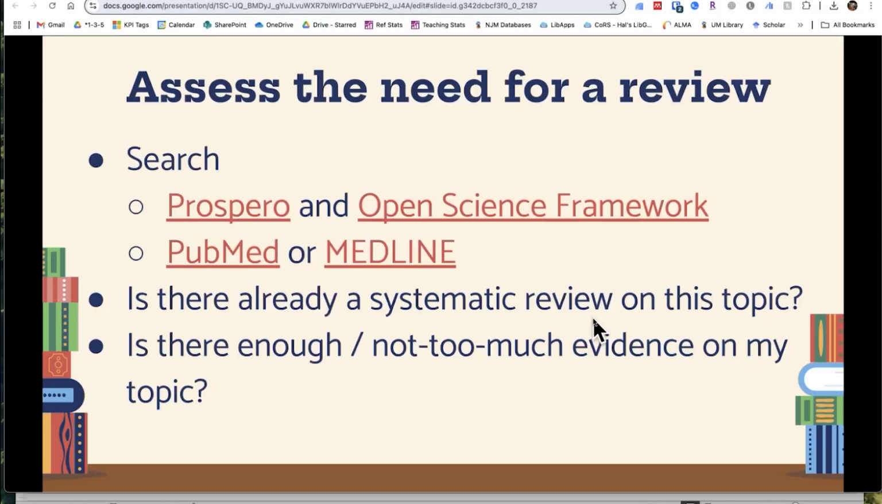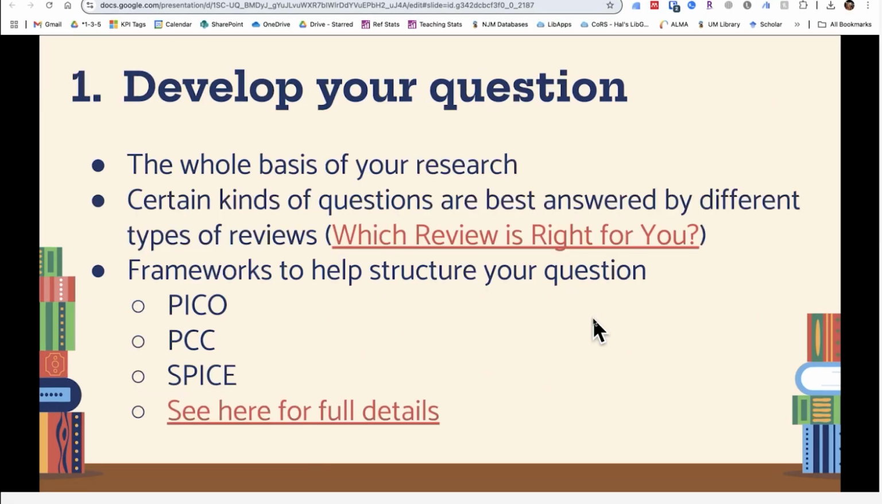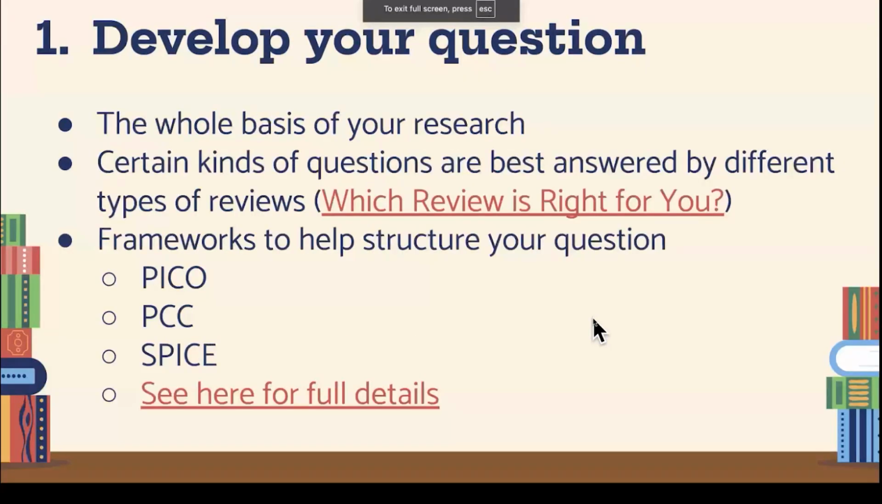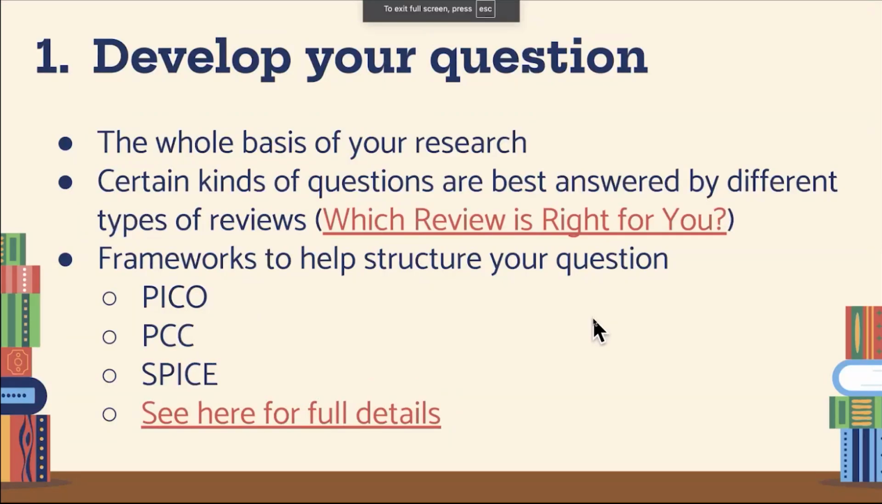Okay, so if you've gone through and you've decided, yes, we need one, then what you need to spend time doing is developing your question. So your research question is the whole basis for your project. And certain kinds of questions are best answered by different types of reviews. So systematic reviews are not the best review type for every kind of question. So there are tools out there to help guide you based on your topic.